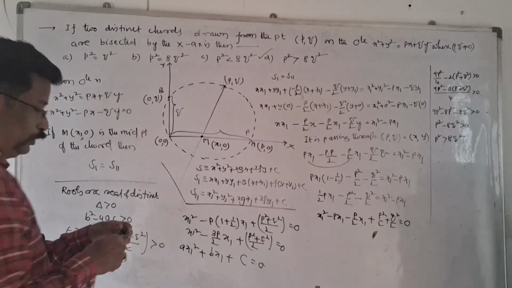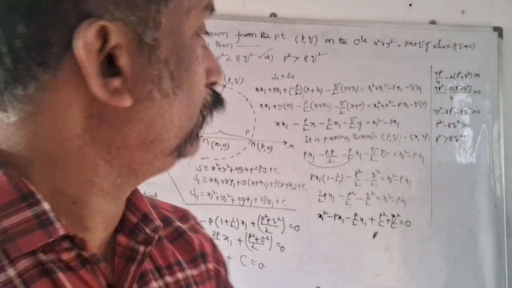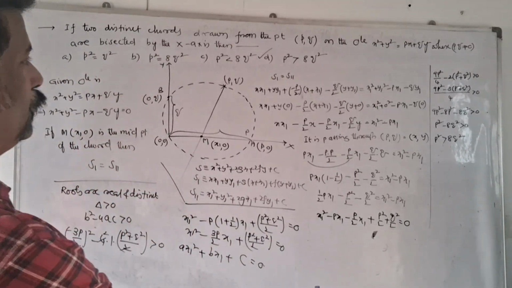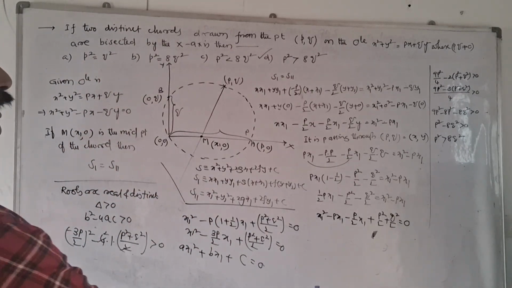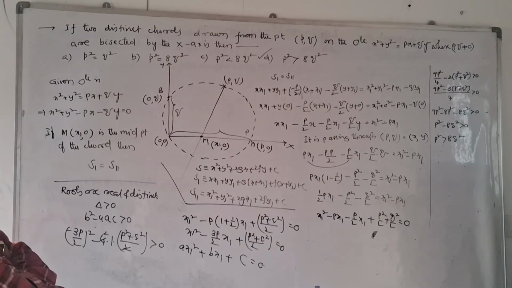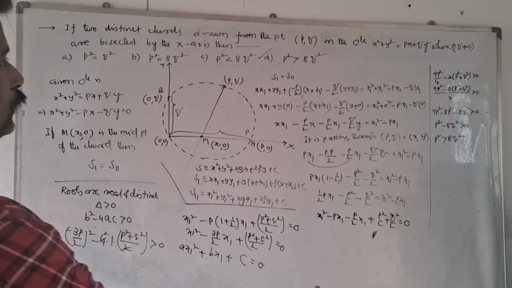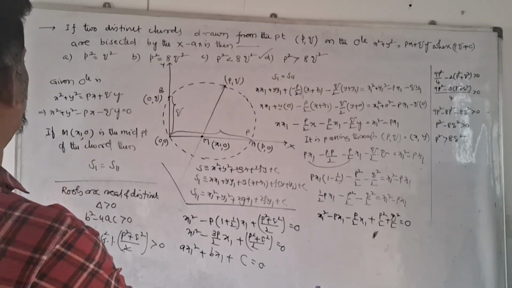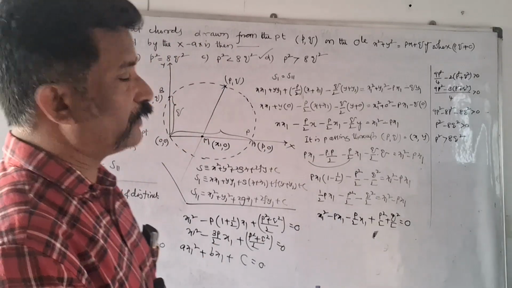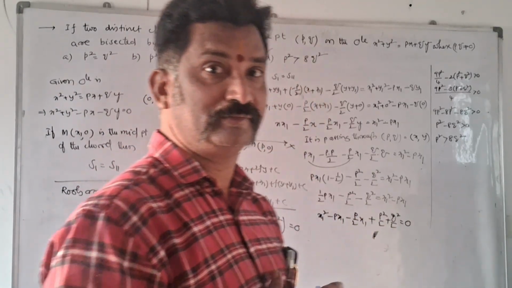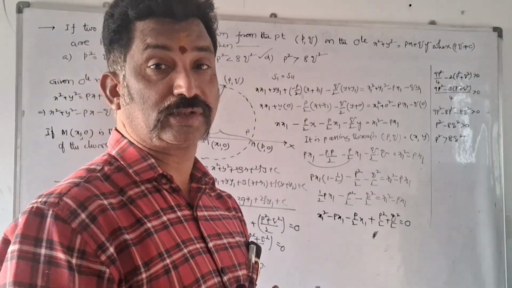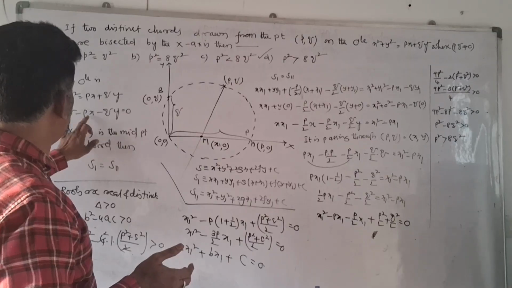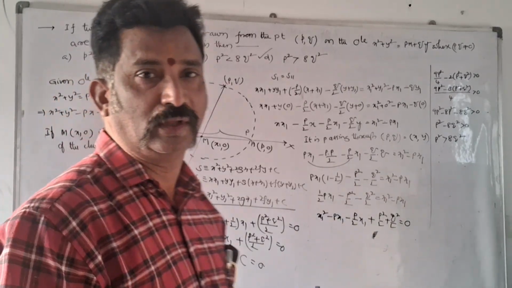Look at the board. If two distinct chords drawn from the point p comma q on the circle x square plus y square is equal to px plus qy are bisected by the x-axis. So the given circle is x square plus y square equal to px plus qy. That implies x square plus y square minus px minus qy equal to 0.